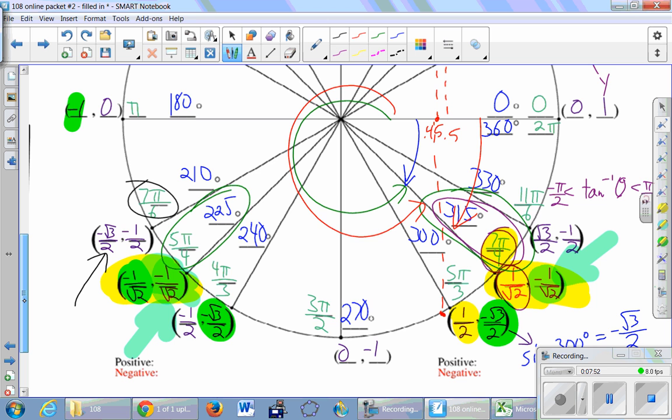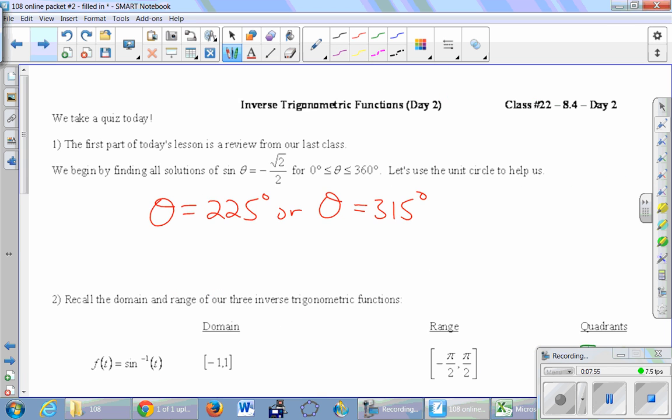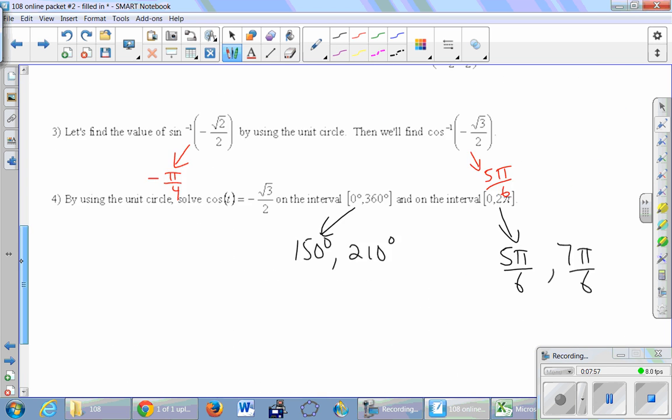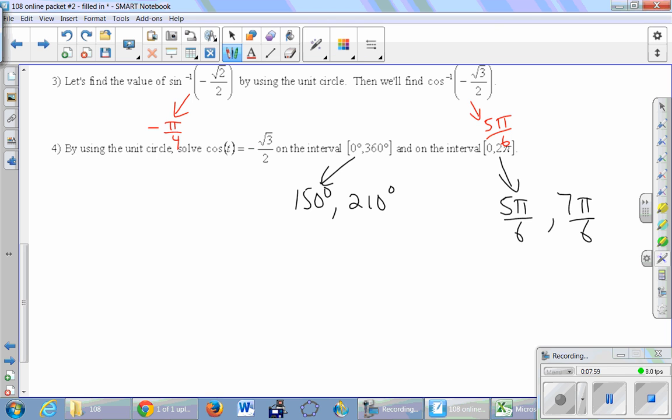150 and 210. Okay, so how are you supposed to keep track which one is which? Well, when you're doing an inverse trig problem and it just says find this, there's one answer. Every inverse trig thing is going to have only one answer. But when you are solving an equation, you expect to have two fundamental answers. So equations have two answers. Inverse trig expressions have just the one. Big difference.